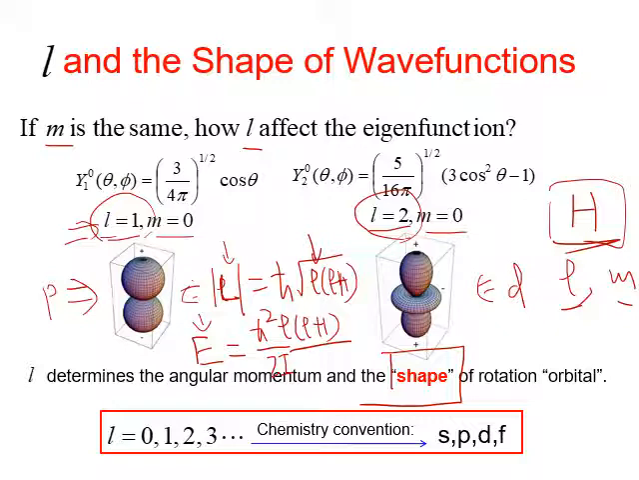And in chemistry, we define L this way: when L equals 0, we call it the s orbital. When L equals 1, we call the wave function a p orbital. When L equals 2, the wave function is called a d orbital. And 3 is f orbitals.